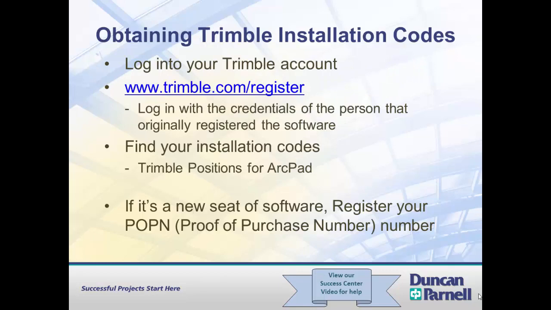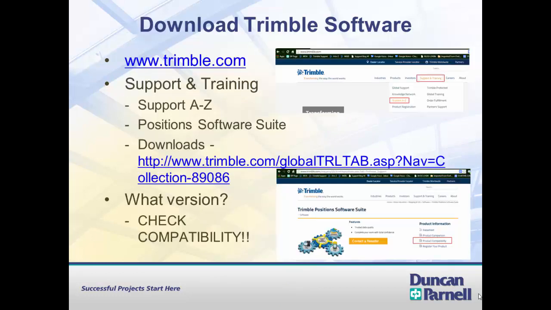You can obtain your Trimble installation code at www.trimble.com/register. Just make sure you log in with the credentials of the person that originally registered the software. Once you register, then you should be able to find your installation code, click the plus next to it, and get the 4 sets of numbers that is your installation code. If you have a brand new seat of software, you can register your proof of purchase number at the www.trimble.com/register link.